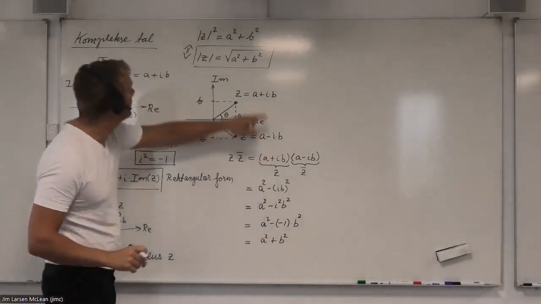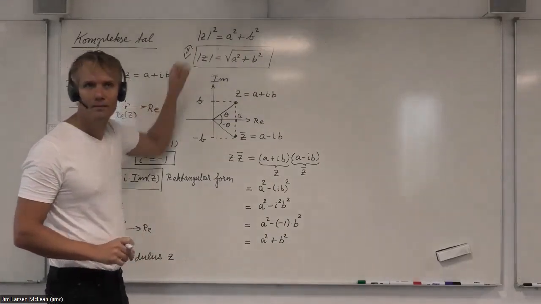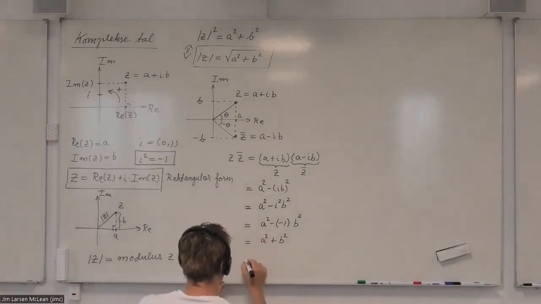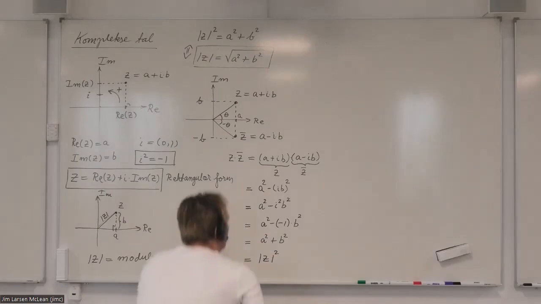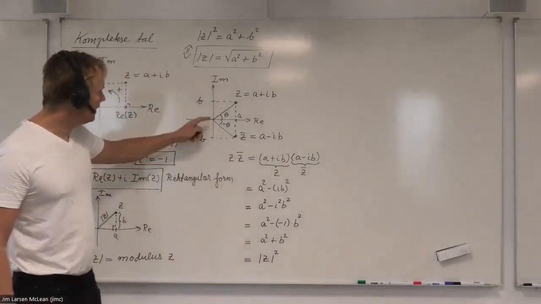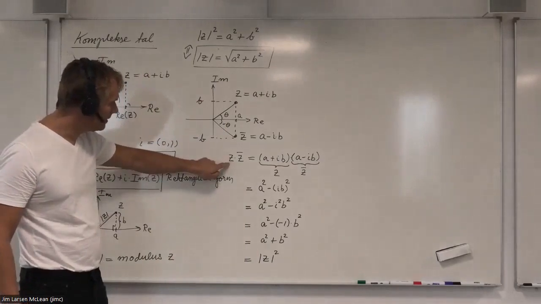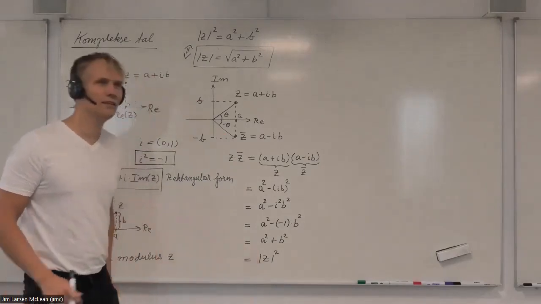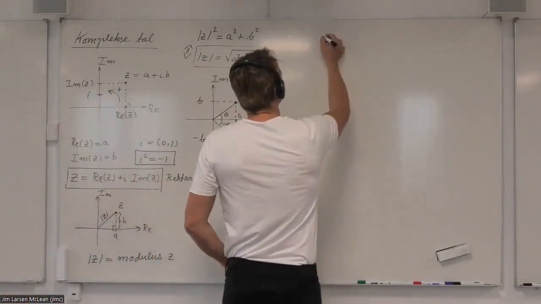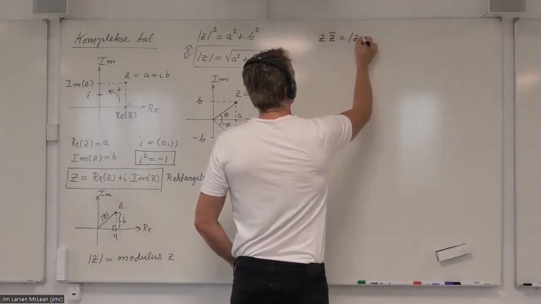This we saw recently: apparently it's the same as the modulus squared. So this is the same as the modulus squared. And this means that if you want to find the distance from the origin to a complex number, you just have to take z, multiply it by the conjugate of z, calculate that number, and then take the square root of it. And then you found the modulus of z. So this maybe deserves a little box too: z times the conjugate of z is the modulus of z squared.